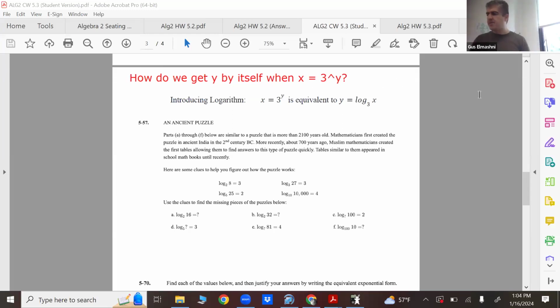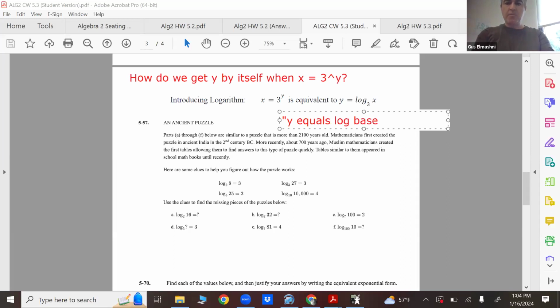How do we get y by itself? And it looks weird. It's this new thing that we just conjured up, it seems like. Y equals log base 3 x. So let me tell you how you would say it. You would say it like this: y equals log base 3 of x. That's how you would say it.